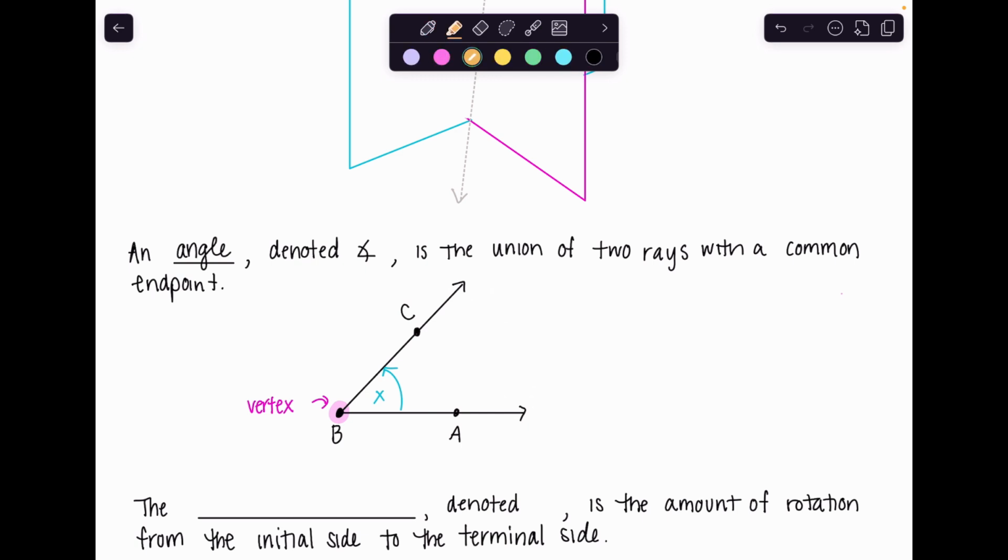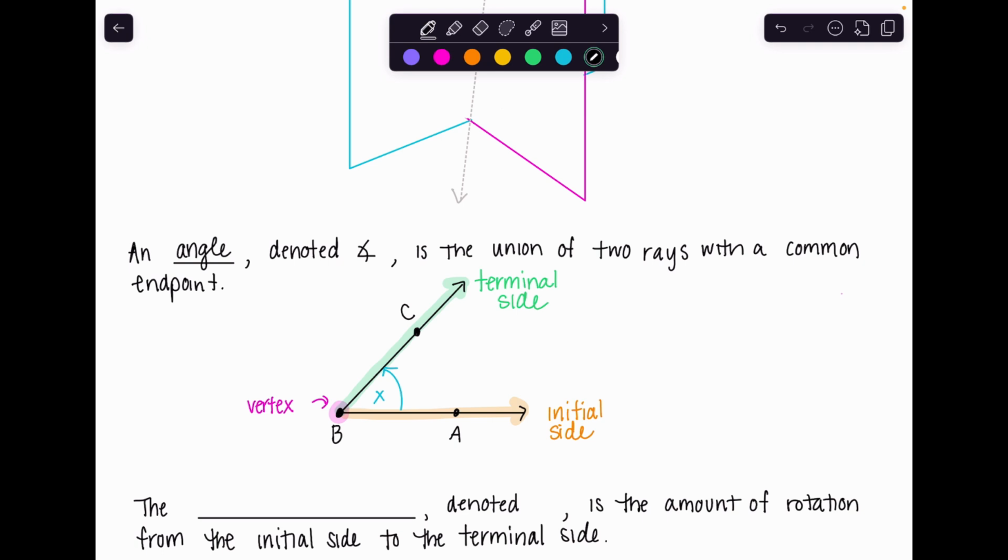So typically this first ray is called the initial side, because we work counterclockwise with angles. And this one is called our terminal side, where that ray or the angle ends.